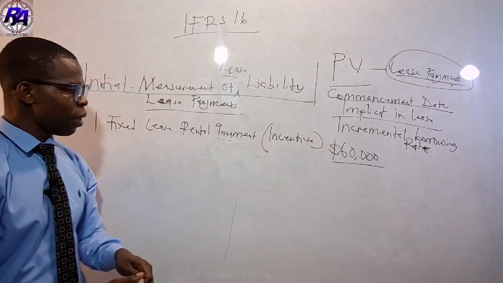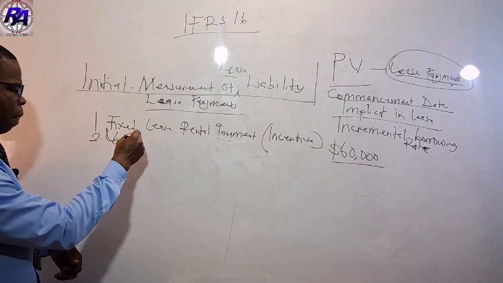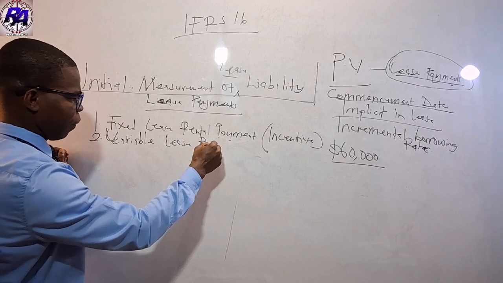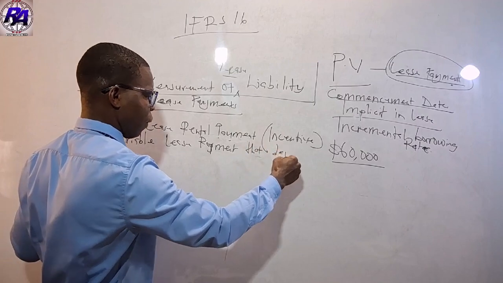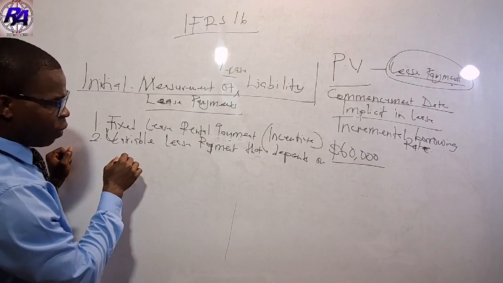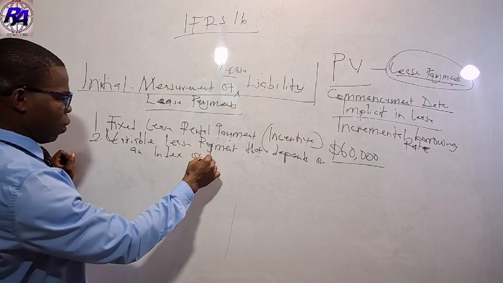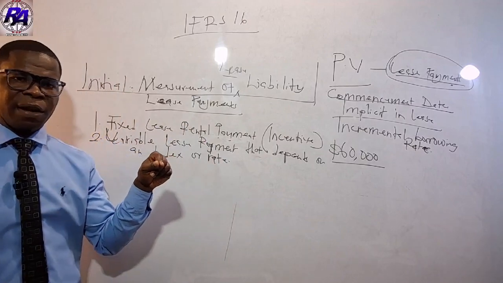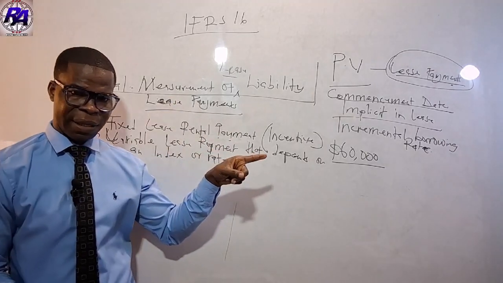The second one has to do with variable lease payment that depends on an index or a rate. So there are some lease payments that are variable in nature, and they are variable because they depend on an index or a rate.